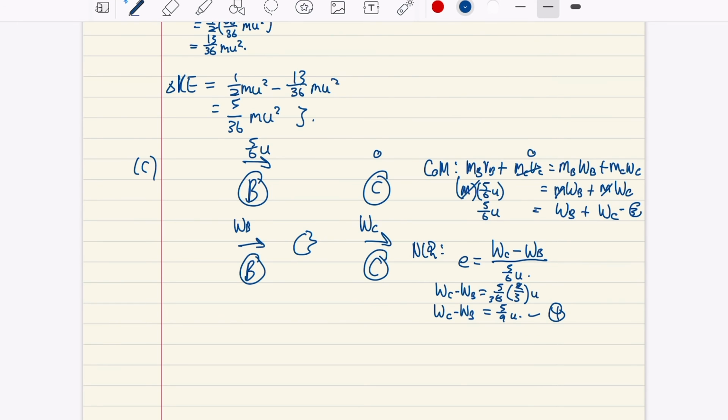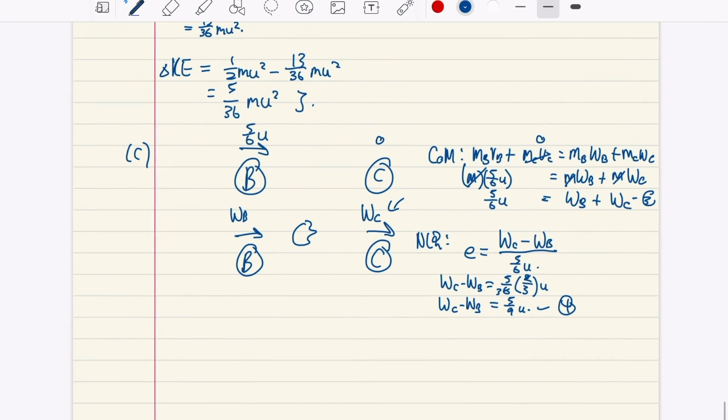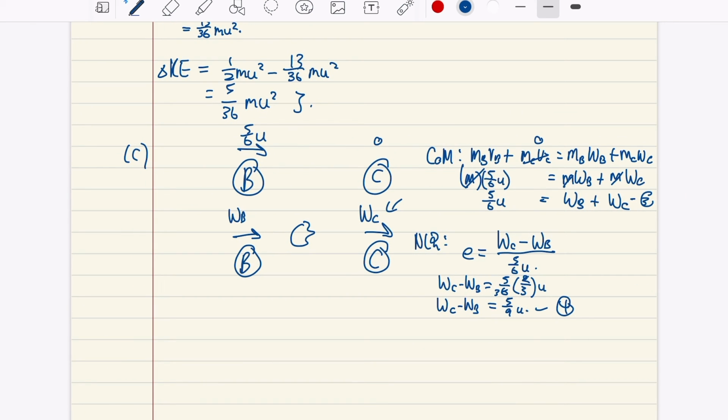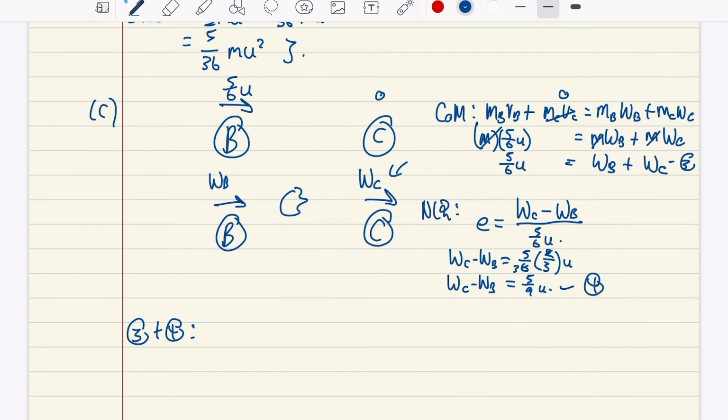This is the fourth equation. Since we want to find WC, right? We can eliminate B by using equation 3 plus equation 4. So what we get? 5 over 6 plus 5 over 9, which is 25 over 18 u, is equal to WB minus WB, 0, and 2WC. So WC is equal to 25 over 36 u. So that's all for this video.